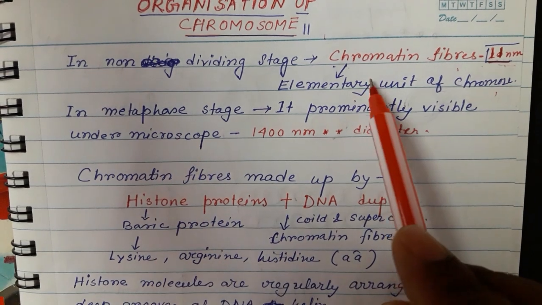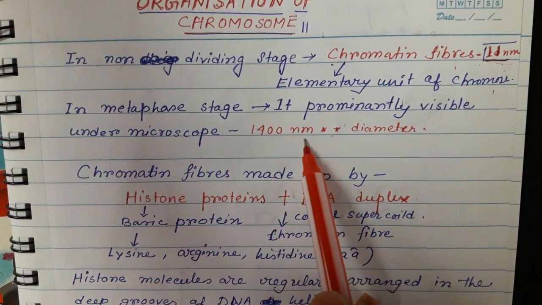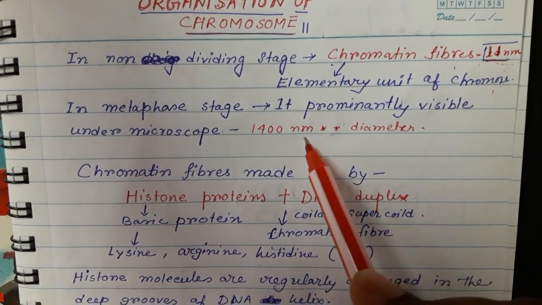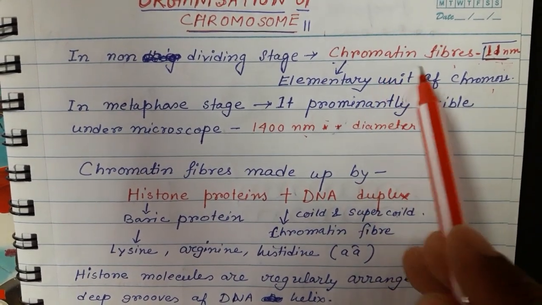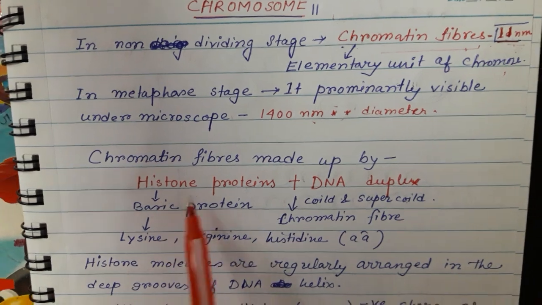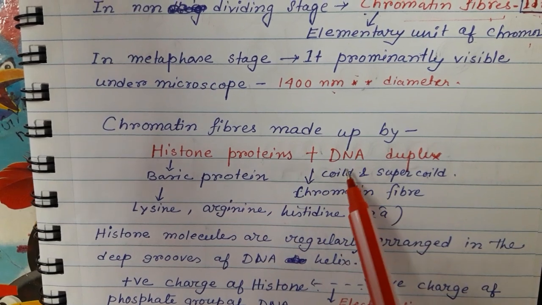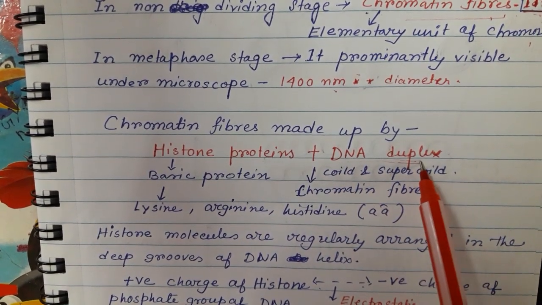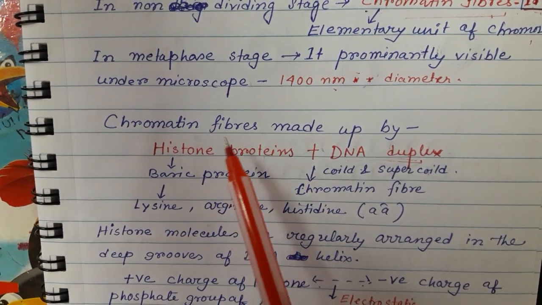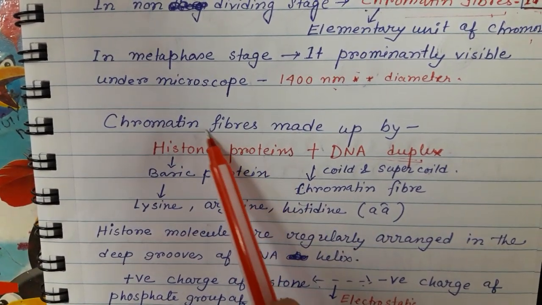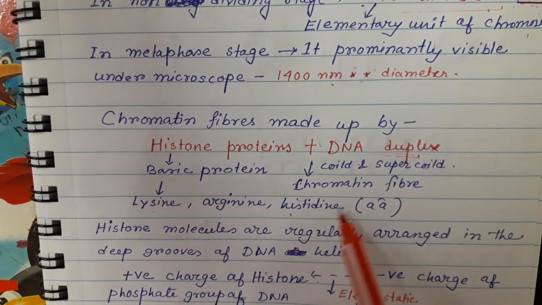When it goes to the metaphase stage, its diameter is 1400 micromillimeter. So you can think how much it is condensed. This chromatin fiber is made up of two components. One is histone proteins and another is DNA duplex. These histone proteins are basic proteins because they are made up of basic amino acids like lysine, arginine, histidine, etc.